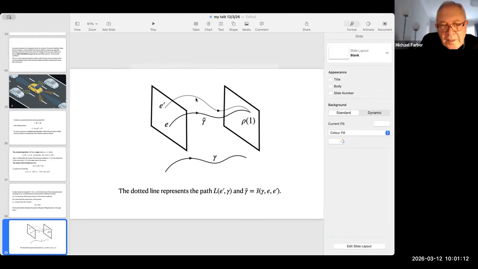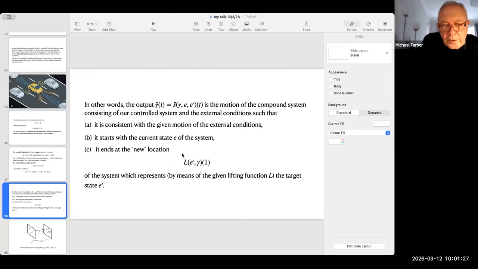So this gamma is a curve in the base. Gamma tilde is a lift of this curve by this lifting function L. And this dotted line is a lift of the same curve gamma, but which starts at E prime, at our target. So this dotted line is a lift of gamma starting with E prime, and its final point is what is called L(E prime, gamma at 1). So this is a new location of the system which represents the target state E prime.